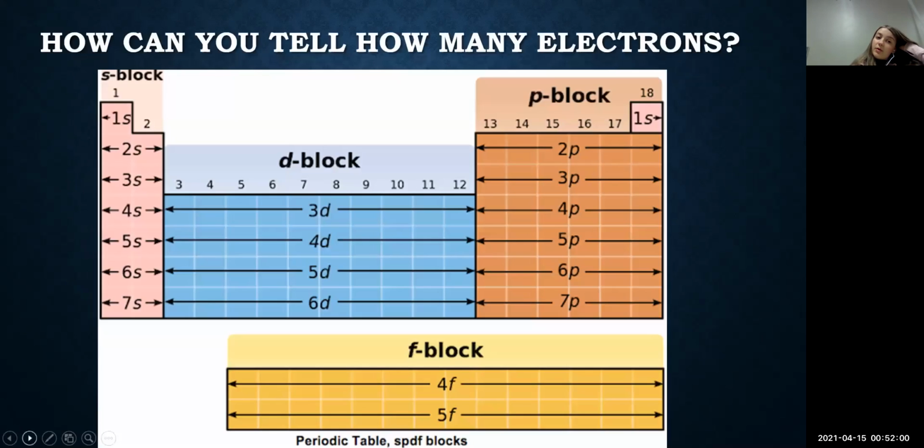And then I just wanted to wrap up with, you can also tell with the periodic table how many electrons you have in each orbital, from the blocks. So in the S block, each column is going to be an electron, so there's 2 electrons. In the D block, there's 10. P block, there's 6. And F block, there's quite a few. 1, 2, 3, 4, 5, 6, 7, 8, 9, 10, 11, 12, 13, 14. So I just thought that was kind of an interesting way to tell how many electrons are in each orbital.